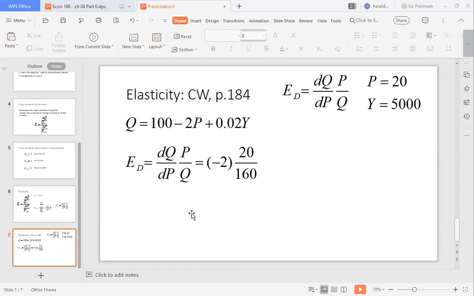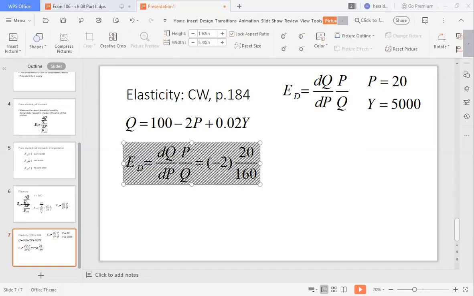Okay, so going back, that's again -2 for dQ over dP here, and then the price is already given, so that's 20. How did we arrive at 160? Just substituting the values into this function: 100 minus 2 times 20 plus 0.02 times 5,000, which is Y here, and you get a value for Q equal to 160. And so when simplifying here, our elasticity of demand would be equal to negative 0.025.